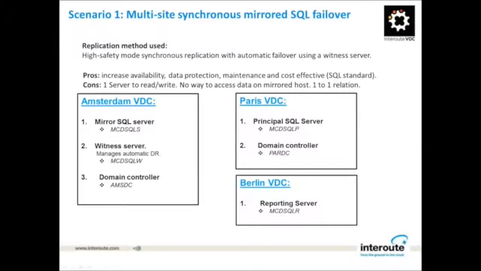So in Amsterdam we have a mirror SQL server and the witness server that's checking which of the nodes in the cluster is active at any moment in time. And there's a domain controller. In Paris we have the principal, the primary SQL server, and again a domain controller to make the environment fully redundant. And in Berlin we have the reporting server that accesses and queries the databases in Amsterdam and Paris, depending on which one is active in the cluster.